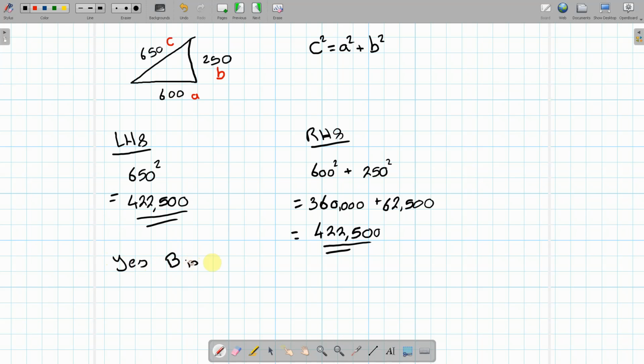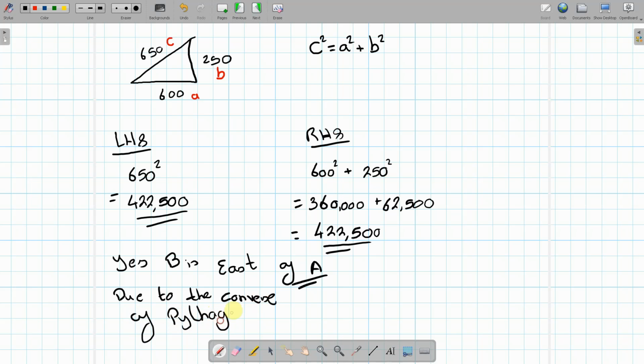So the answer is going to be yes, B is east of A, due to the converse of Pythagoras. And that is how you would go about solving that particular problem.